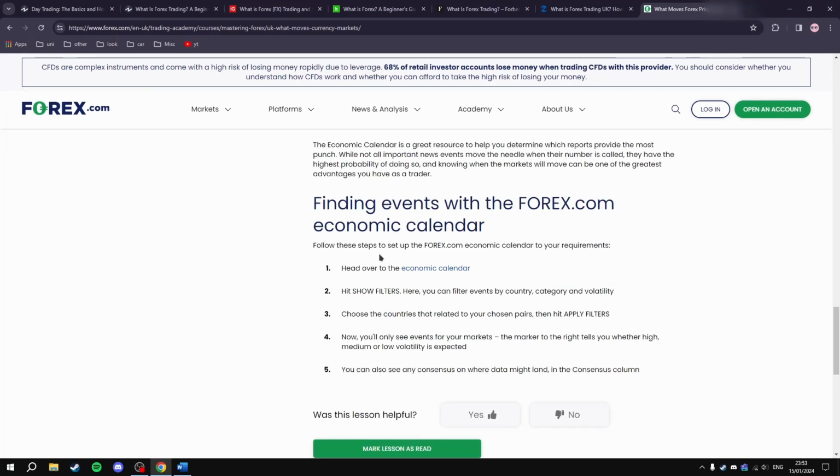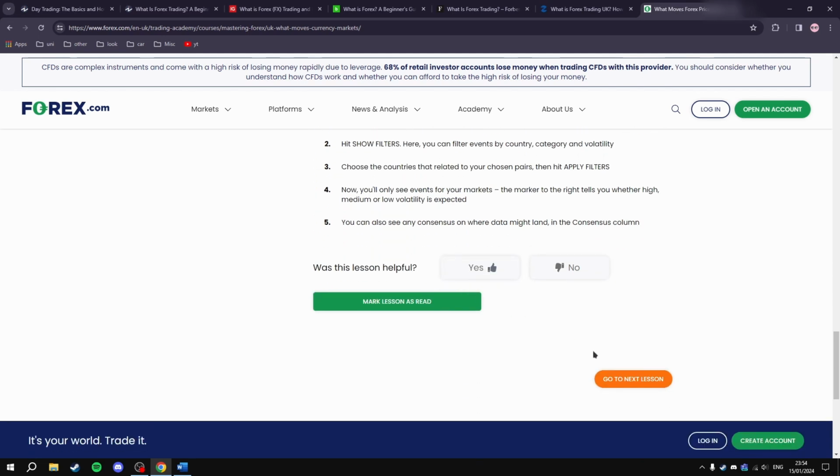Head over to the economic calendar and hit show filters. Here you can filter events by country, category and volatility. Choose the countries that are related to your chosen pairs, then hit apply filters. Now you only see events in your markets. The marker on the right tells you whether high, medium or low volatility is expected. You can also see any consensus on where data might land in the consensus column.